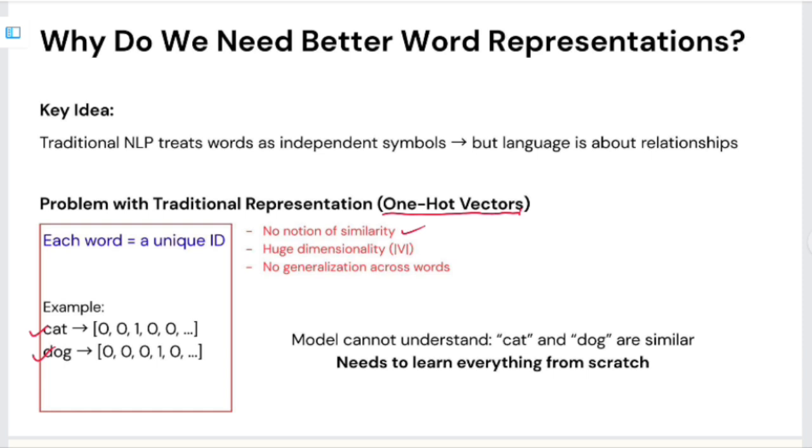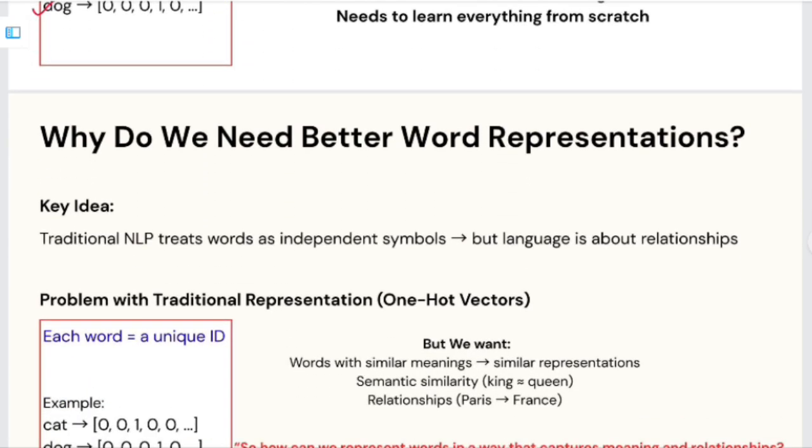This means the model cannot generalize. If it learns something about the dog, that knowledge does not transfer to cat at all. So effectively, the model has to learn everything from scratch for every single word.